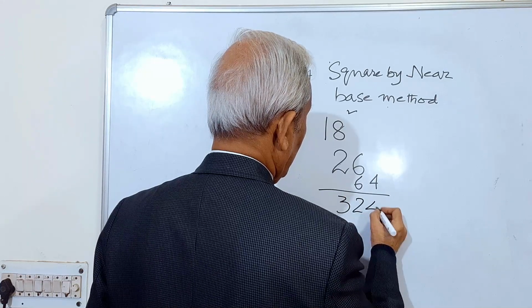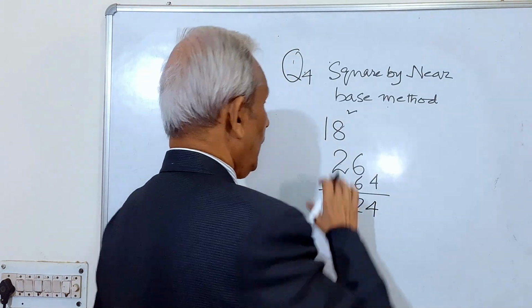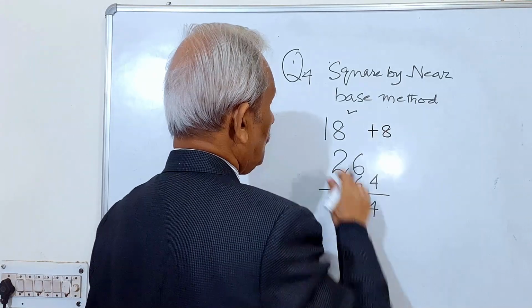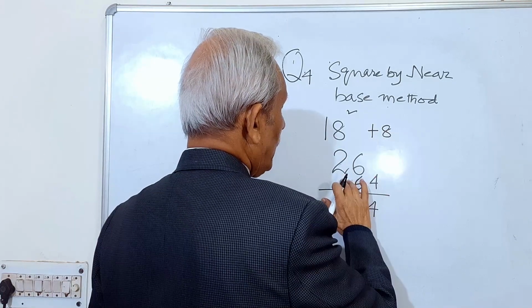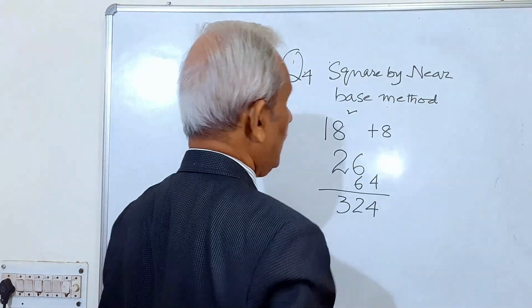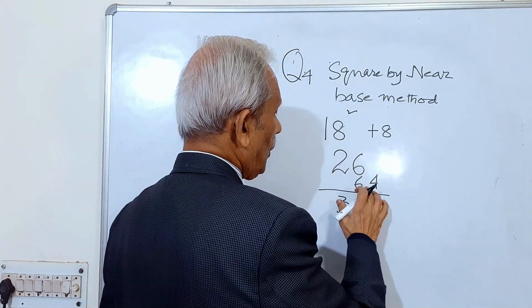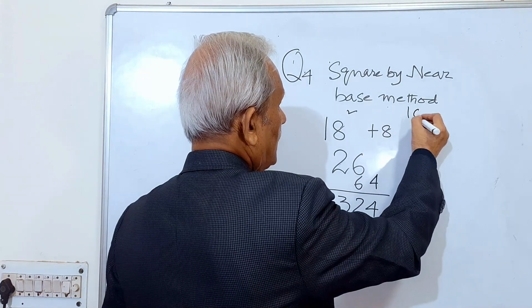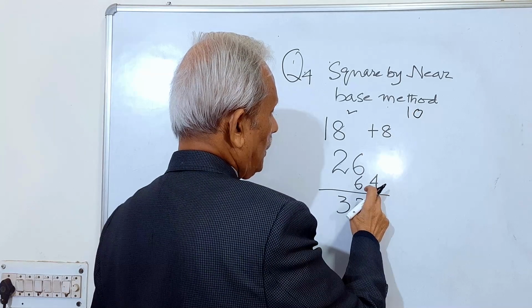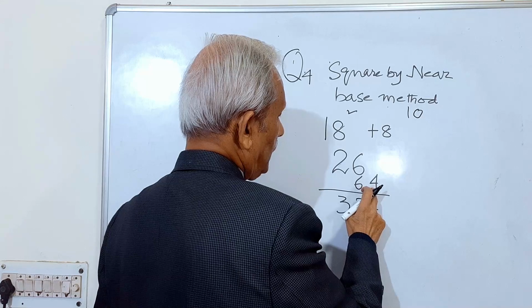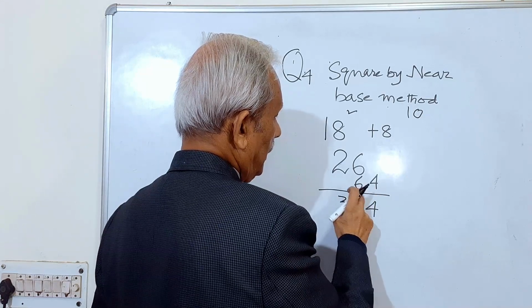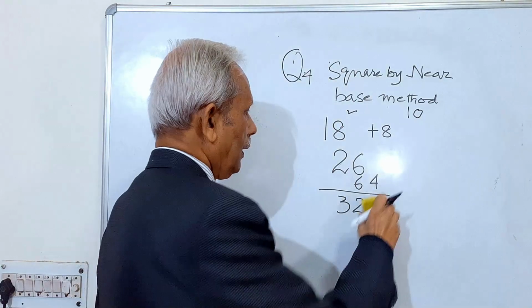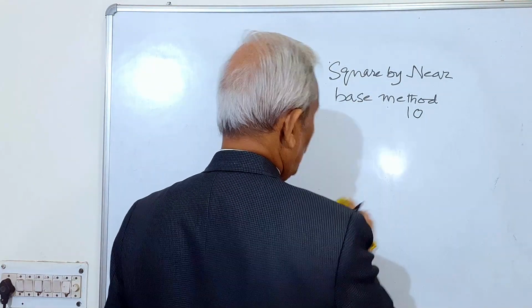Remember it. What have you done? For 18, the difference is plus 8, so you add it. 18 plus 8 is 26, and then 8 square is 64. We cannot write both digits of 64 here because the base is 10, there is only 1 zero. So you write the 4 here and the 6 is carried, one digit here and the remaining digit added. 324, that is the answer. Let me do the next question.